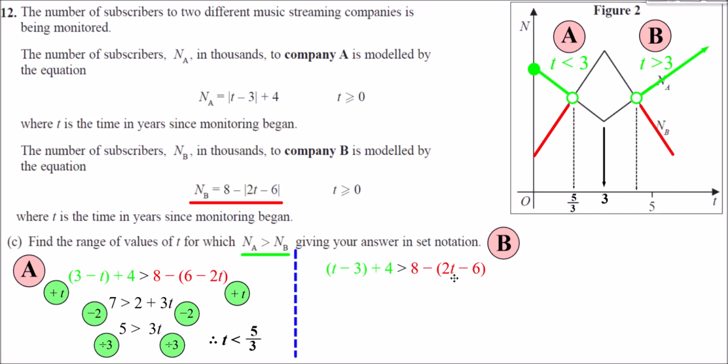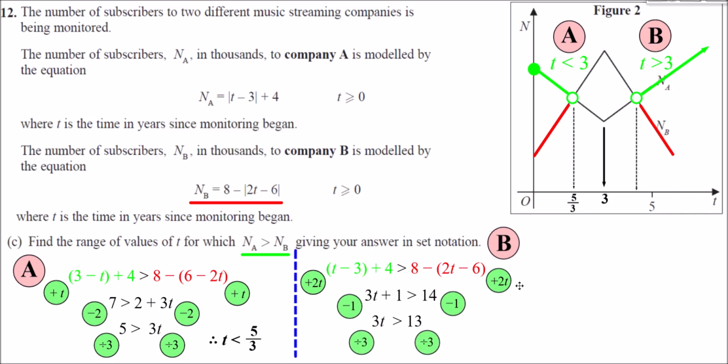So if I add on 2t now to both sides, the left-hand side will become 3t, and minus 3 plus 4 becomes plus 1. On the right, 8 minus minus 6 is 14, and the 2t, which was being subtracted, is now added, so that's disappeared. Next step, I can take one from both sides, so 3t needs to be bigger than 13. Finally, dividing both sides by 3, we can hopefully see clearly that t has to be greater than 13 over 3. I'll label this on here as well.